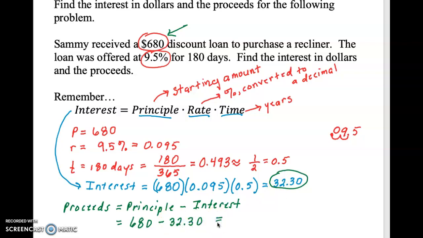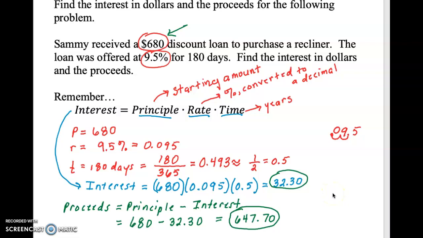So if we do that, 680 minus 32.30, that gives us an amount of $647.70. So that would be our proceeds.